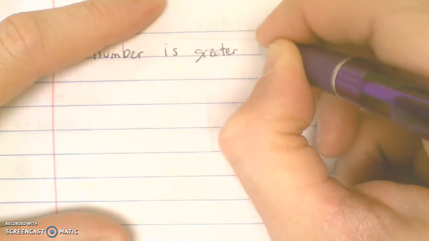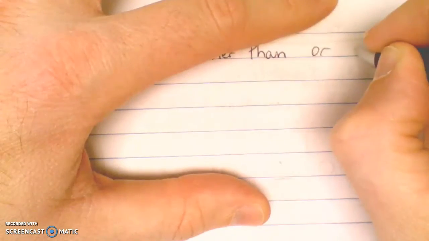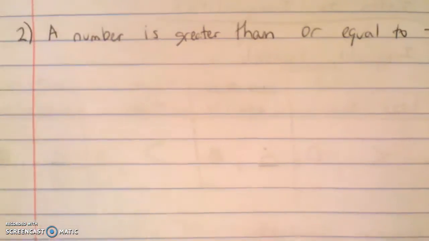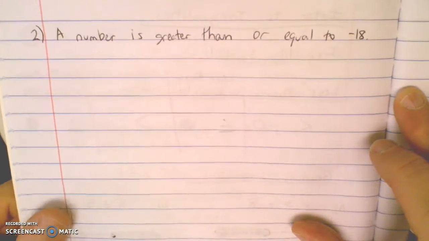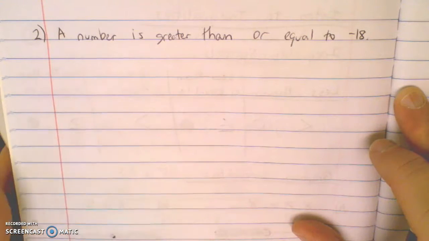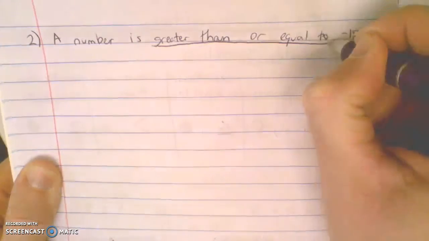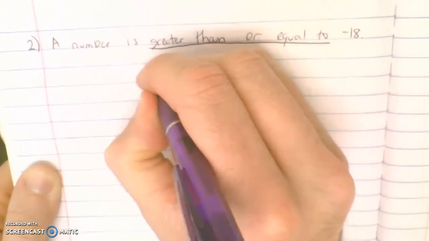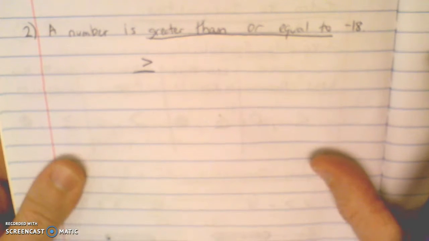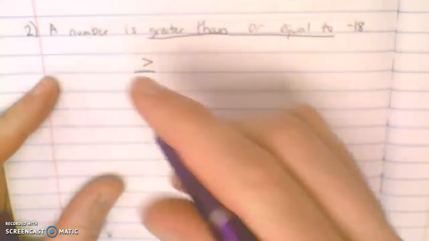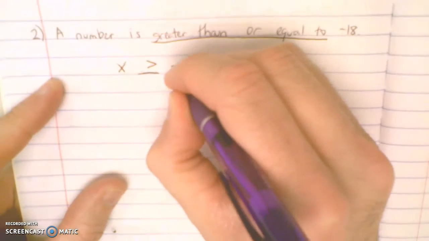A number is greater than or equal to -18. Let me zoom out for this one. All right, so our keyword here is greater than or equal to. So I'm going to use the greater than or equal to symbol. It says a number, so we want to use a variable to represent any number. We can use x again. x is greater than or equal to negative 18.